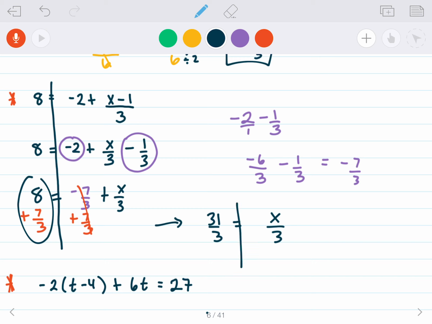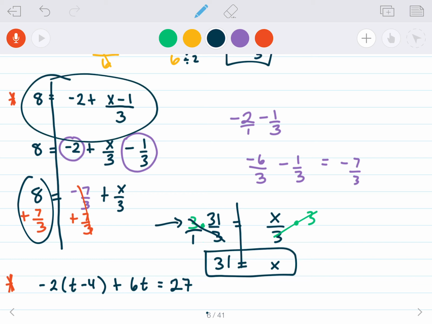Now what's happening on the right side to x is division by 3. So I want to do the opposite of division by 3, which is multiplication by 3. So those clear, and I'm left with x equals 3 times 31 over 3. Again, this is understood to be over 1, so these cancel, and I'm just left with 31. 31 is my answer. You should check in the original equation to see if, when I put in 31 for x, I get a true statement. Okay? Alright, let's do the next one.